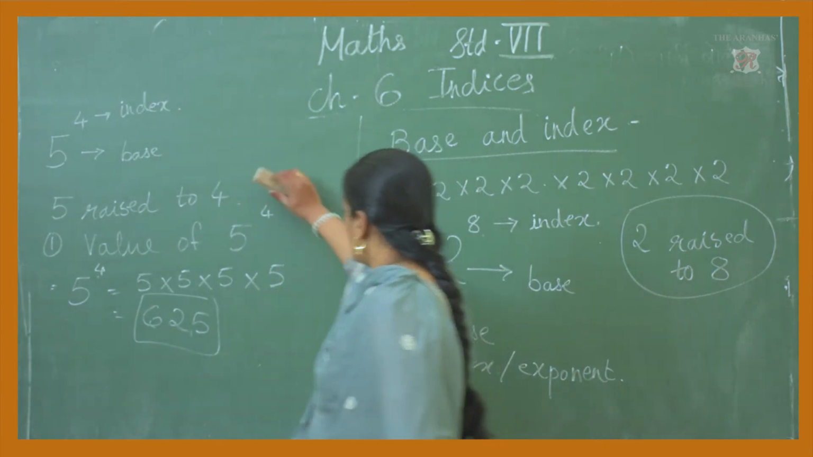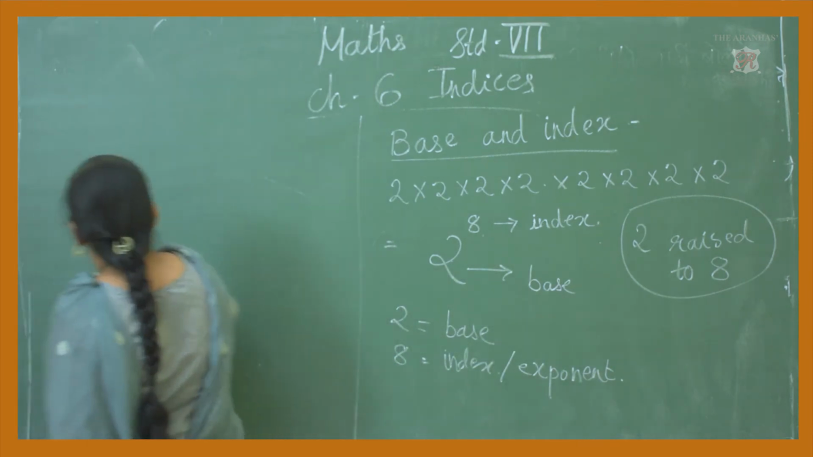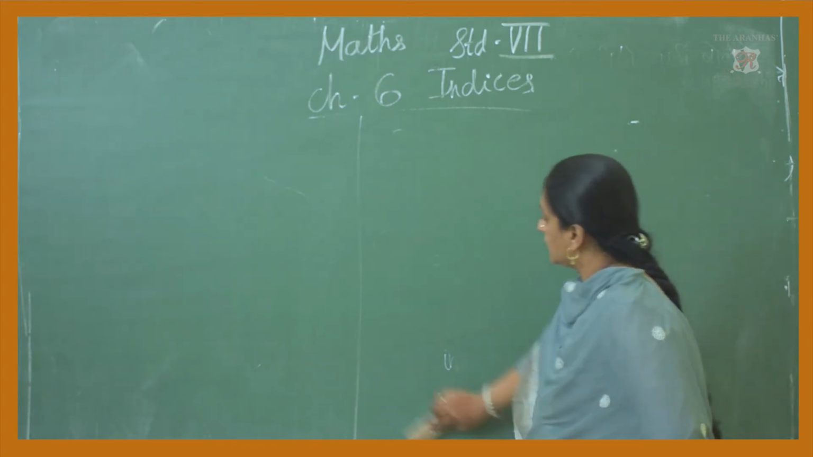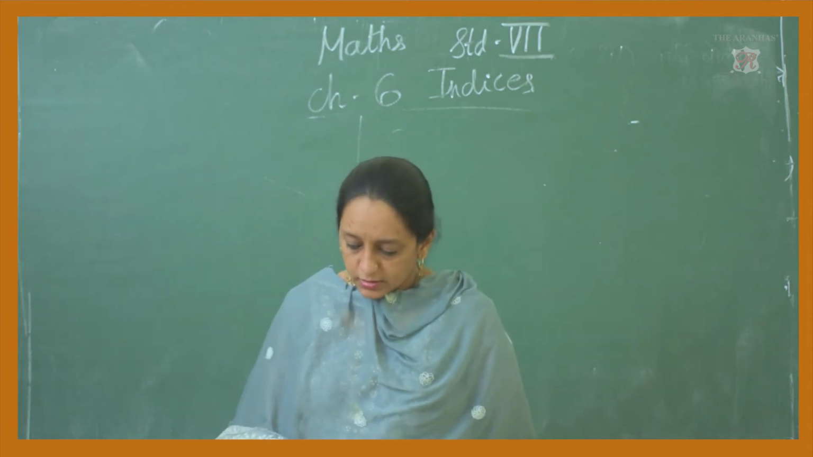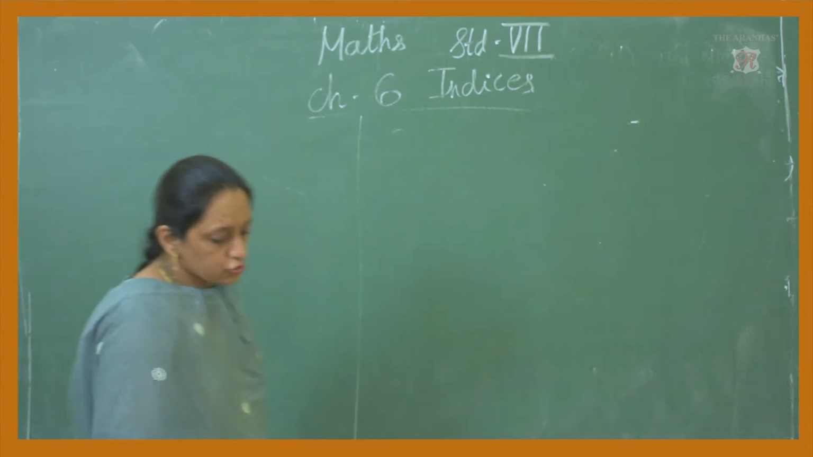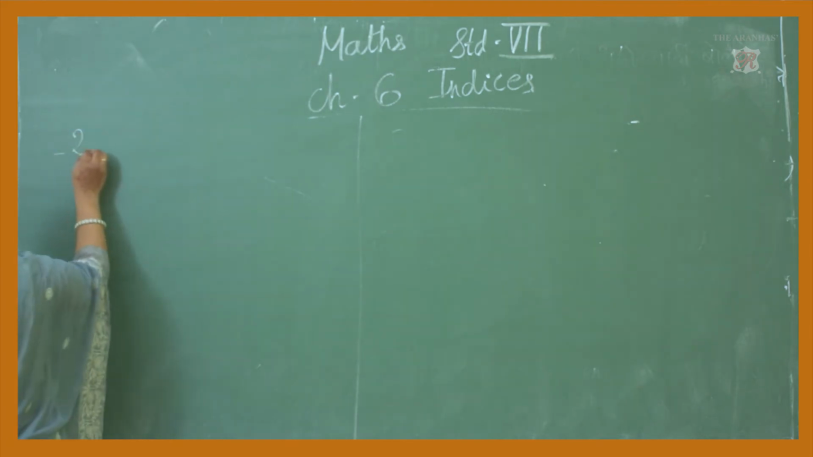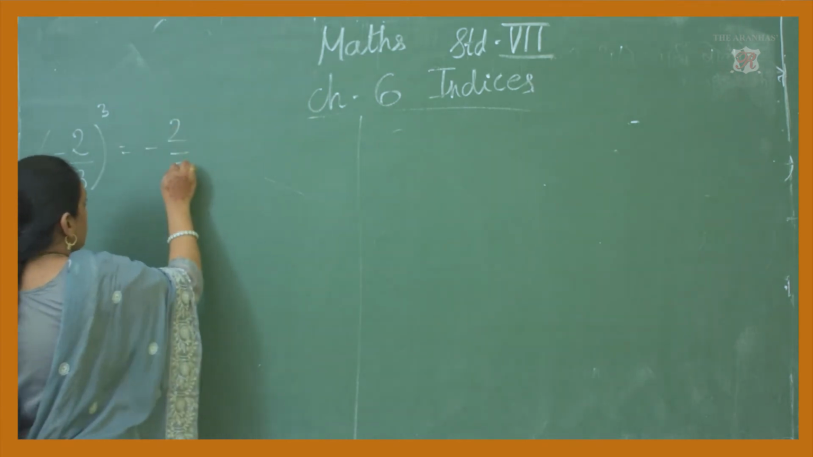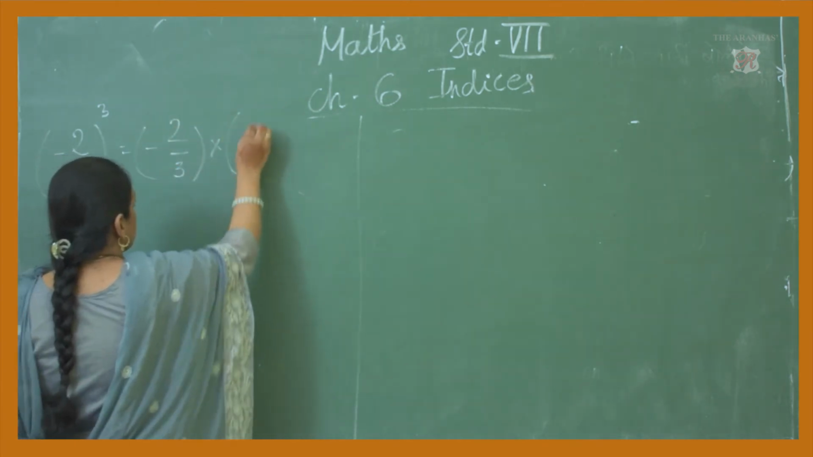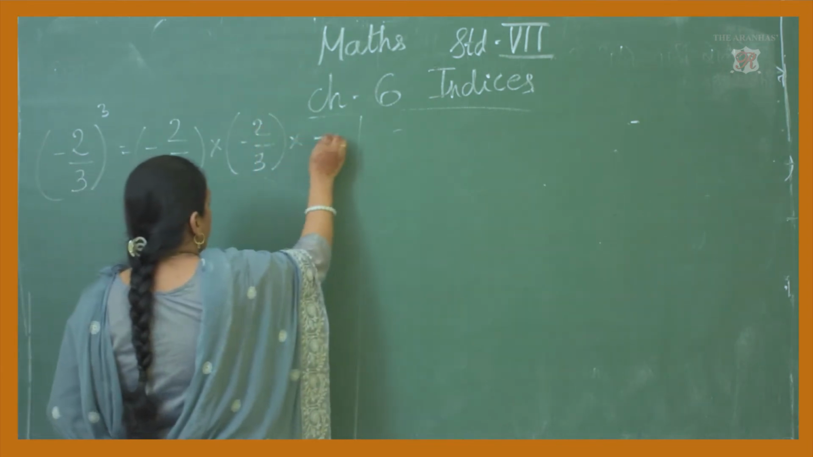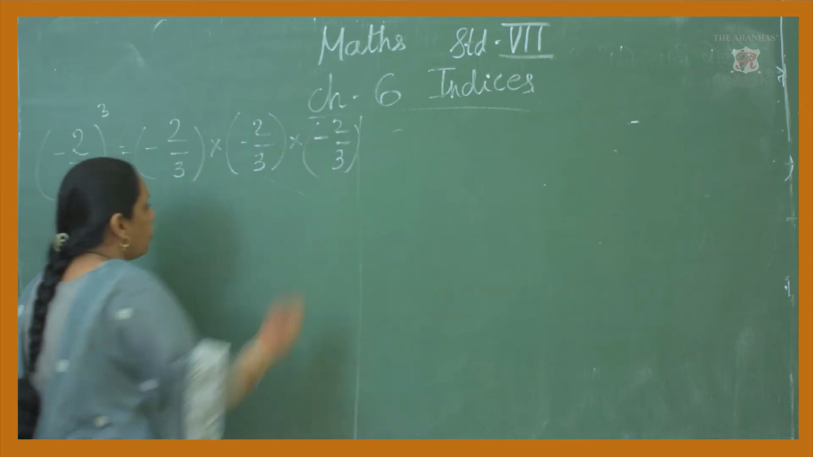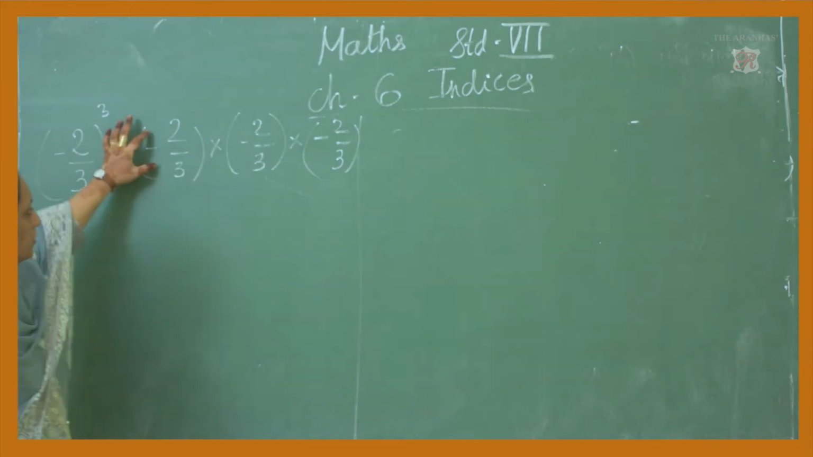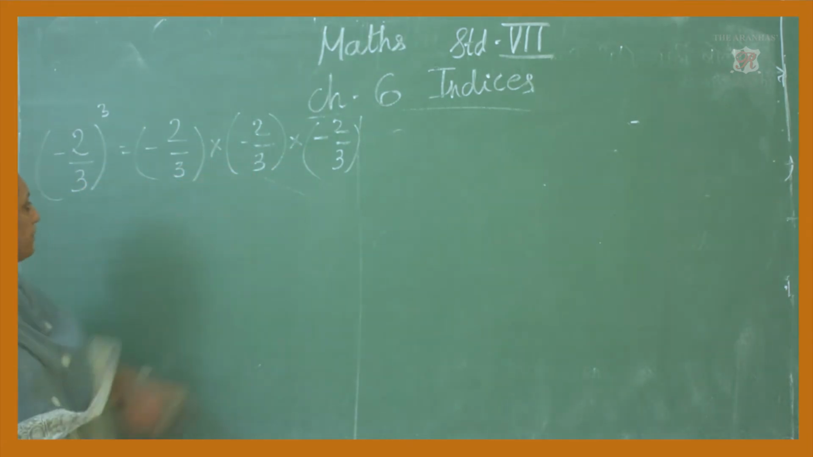If the number is given in fraction form, this number, base and index number, can also be given in fraction form. That means something upon something. Numerator upon denominator. They have given in the example C. Example is given minus 2 upon 3 raised to 3. That means minus 2 upon 3 is multiplied 3 times. So how will you write? You will put it in bracket because there is minus sign. This minus sign and multiplication sign should not get mixed up. So put every negative number in the bracket.